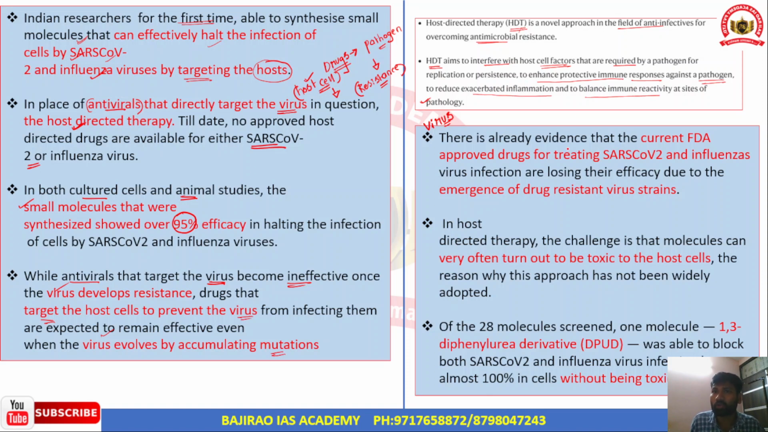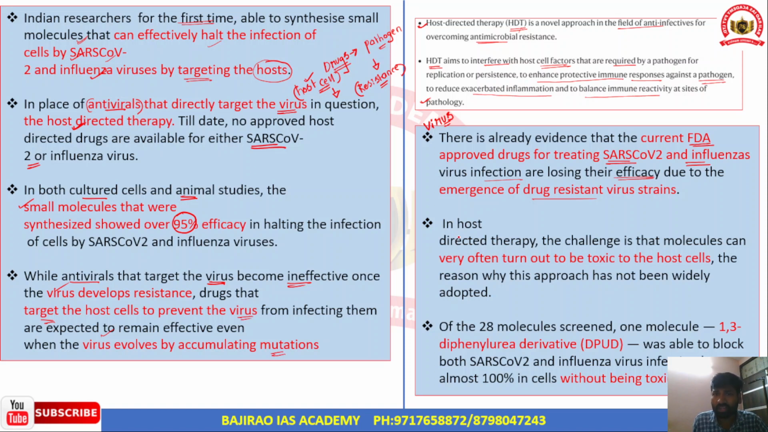Okay, so there is already enough evidence that the current FDA approved drugs for treating SARS-CoV-2 and influenza have developed resistance. They are losing their efficacy because of the emergence of drug-resistant virus strains. Okay, so since they are losing their efficacy, it is very important to develop alternatives like host-directed therapies, and this will provide us an opportunity to effectively tackle diseases like SARS-CoV-2 and influenza virus, and that will also reduce mortality rates.